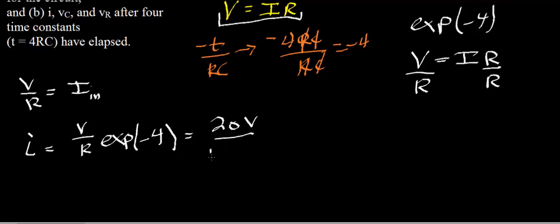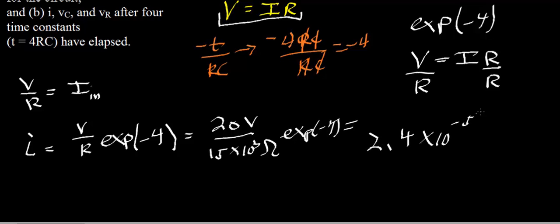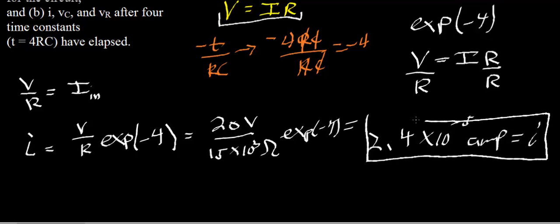The resistance is 15 times 10 to the third ohms. And then we multiply that times exponential of -4. And what that leaves us with is a current of 2.4 times 10 to the -5 amps. And so when you divide volts by ohms, you get units of amps. So this is going to be our instantaneous current when we're at 4 time constants, when t is equal to 4 RC. And we put a box around our answer.